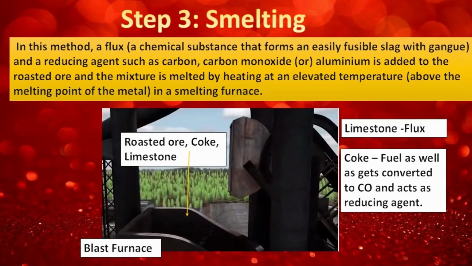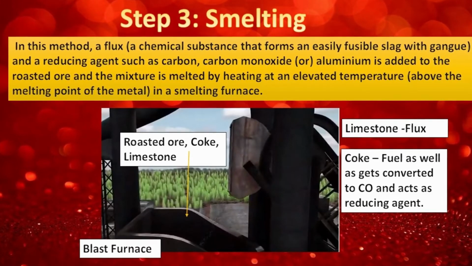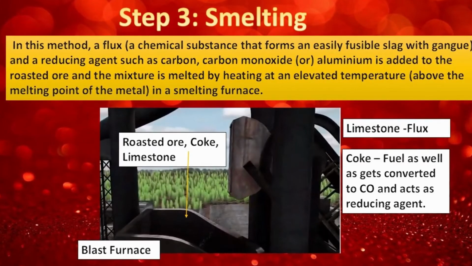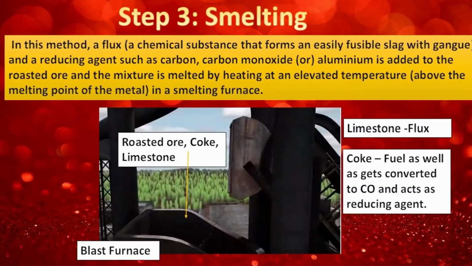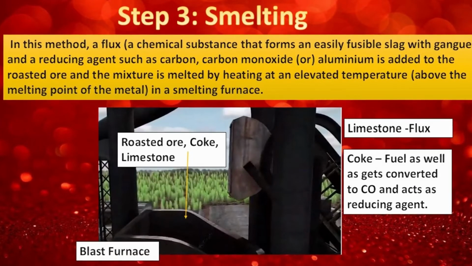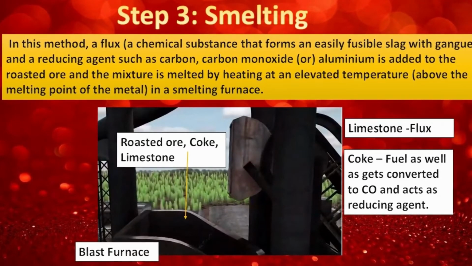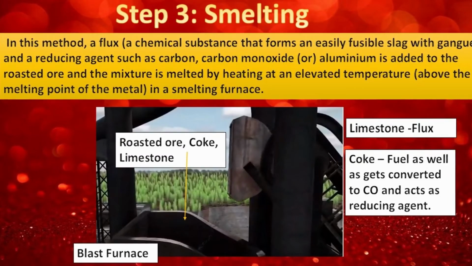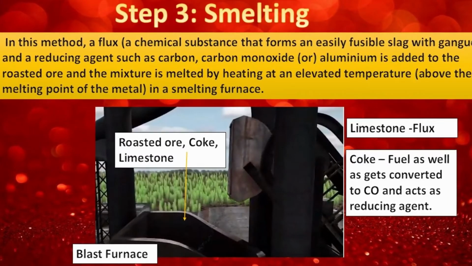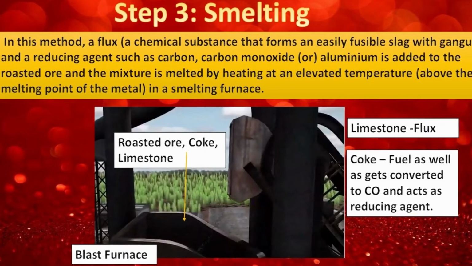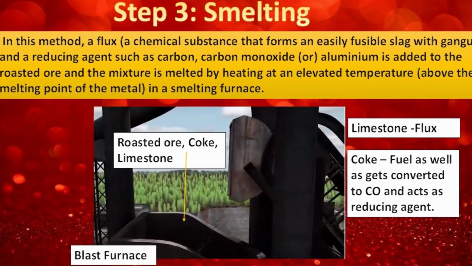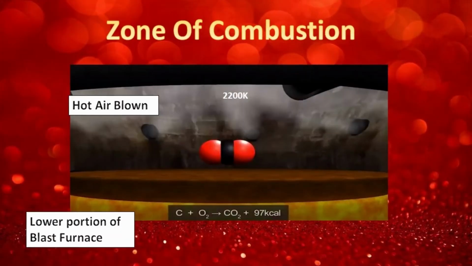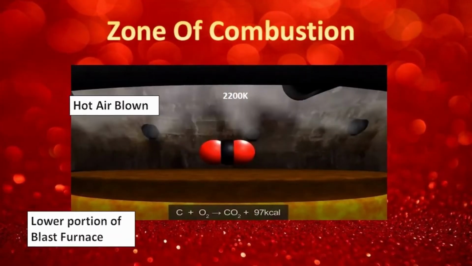What is the role of coke and limestone here? Here, limestone acts as a flux. That is, it can combine with the gangue present in the ore and it will form a molten slag which can be easily removed. Then what's the role of coke? Coke can act as a fuel as well as it can act as a reducing agent by converting itself to carbon monoxide. The roasted ore, coke and limestone is called charge.